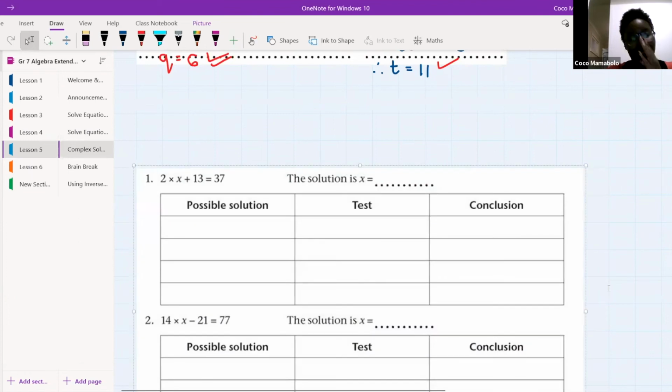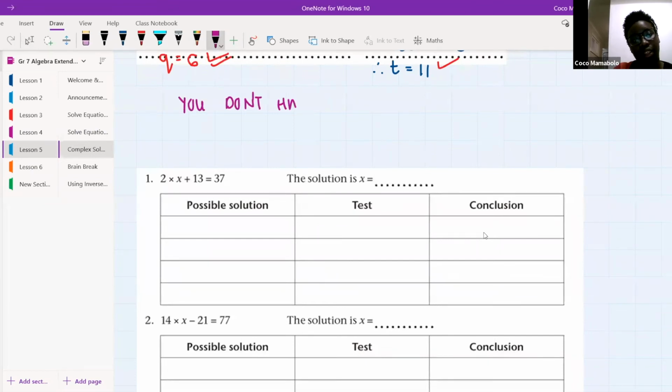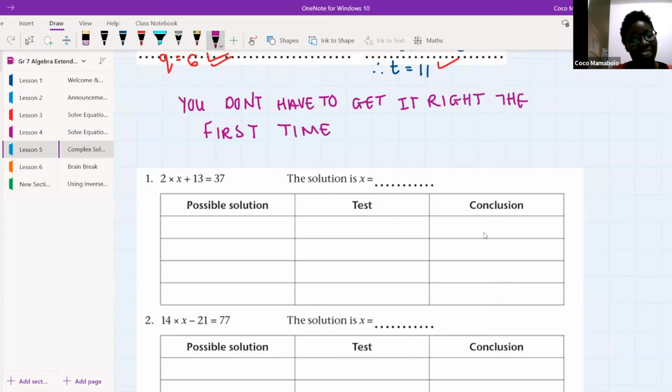It's not quite the same, but remember, guys, you don't have to get it right the first time. Because I think you guys are seeing other people get the right answer and you're like, oh no, ma'am, I didn't get the right answer. What's wrong? No, there's nothing wrong. You're supposed to try different answers.